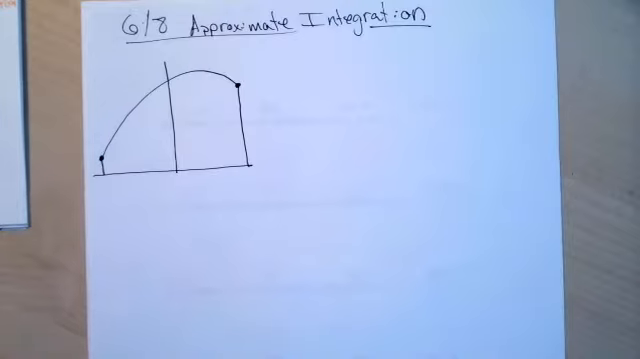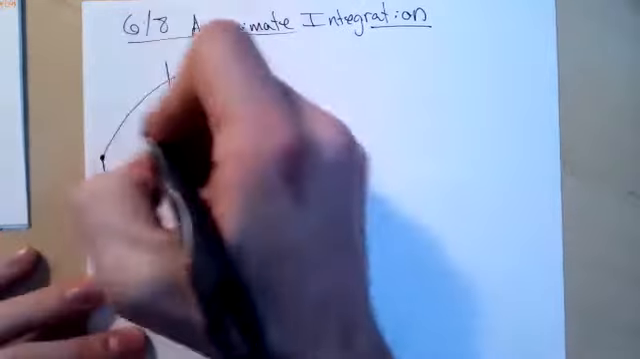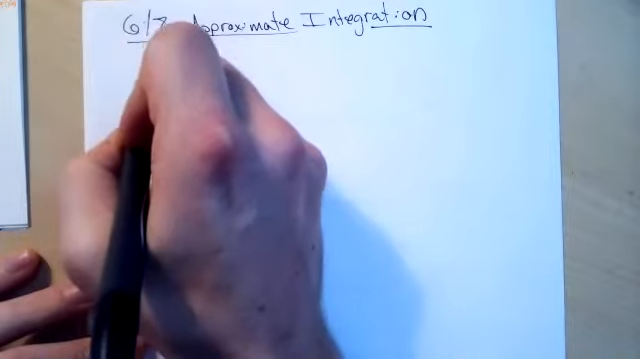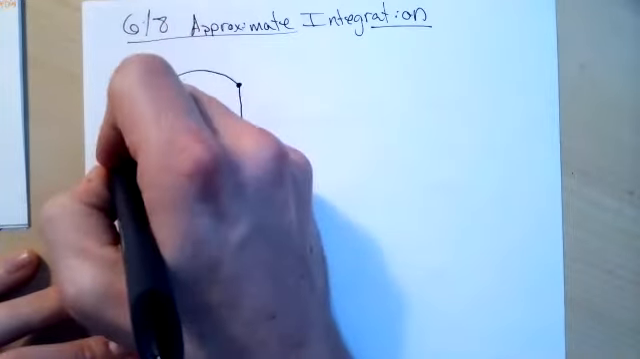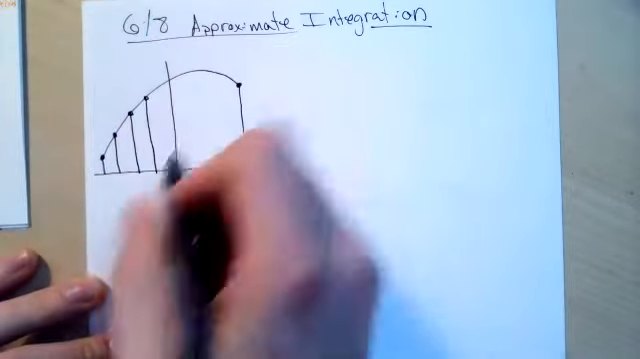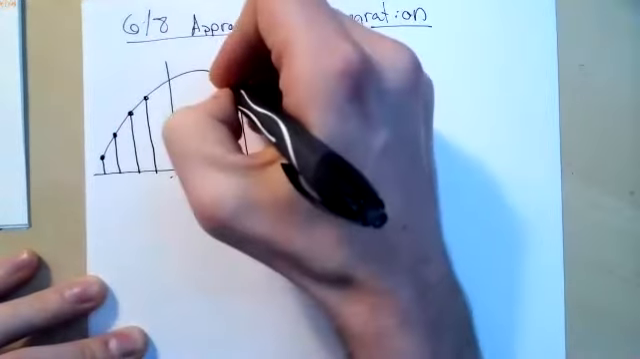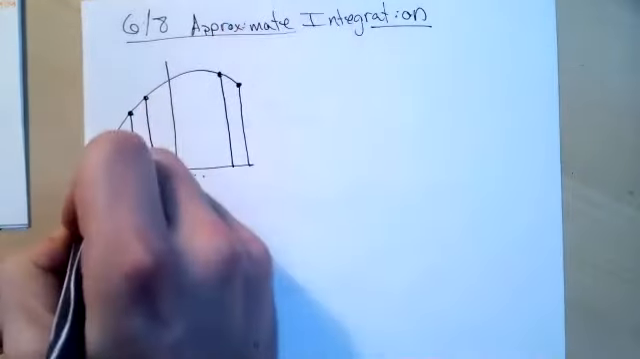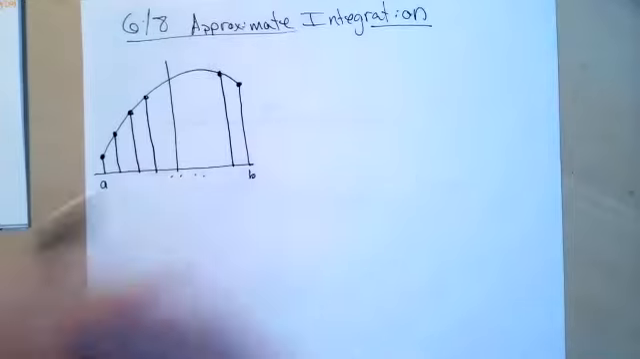We want to learn the trapezoid rule and the midpoint rule. The midpoint rule is kind of a pain. So let's do the trapezoid rule first. So we've got these partitions that divide up the interval from A to B.